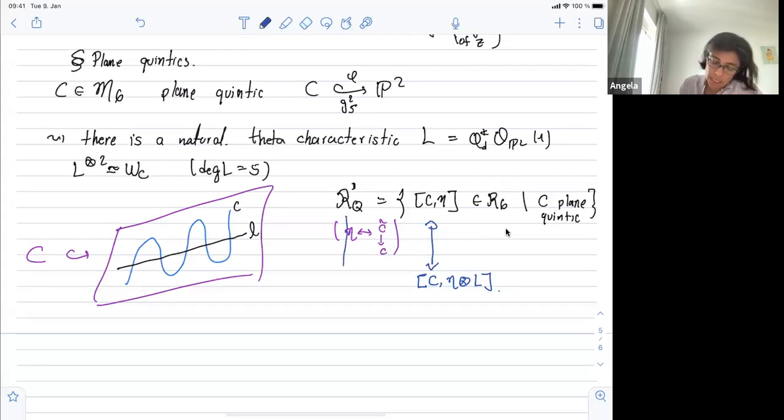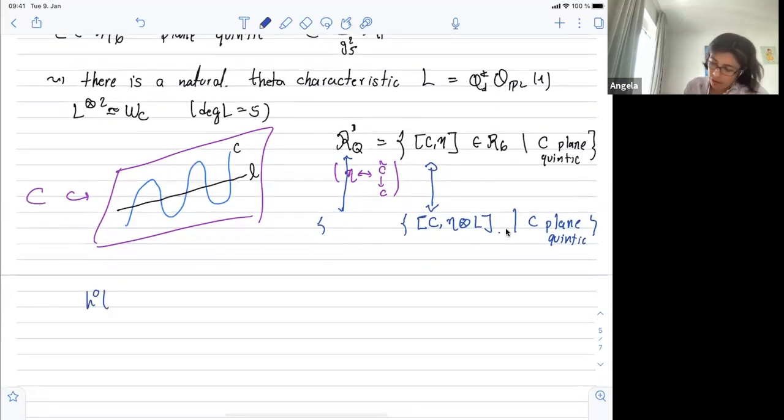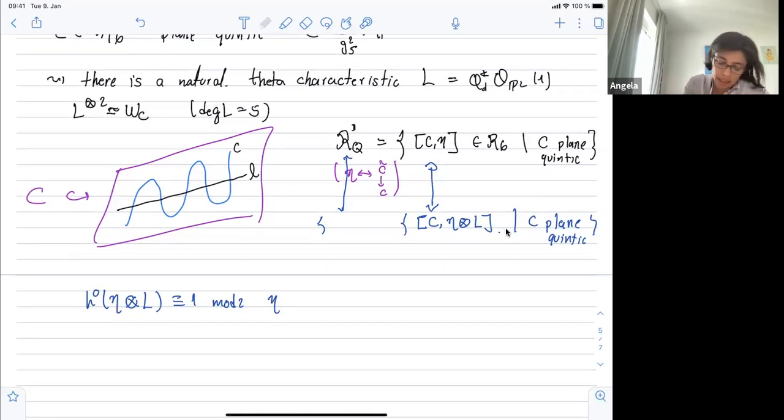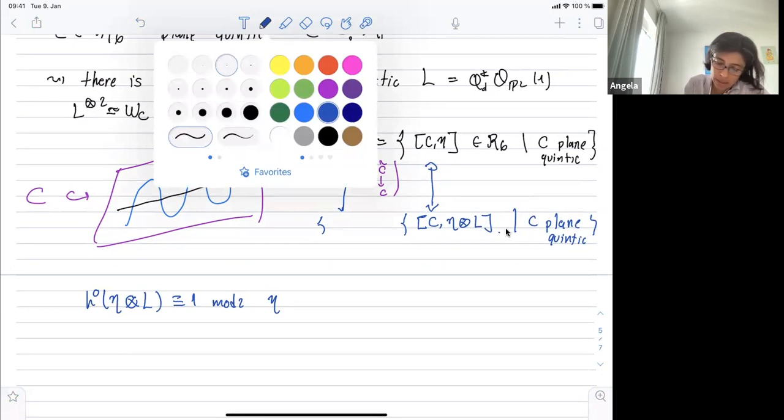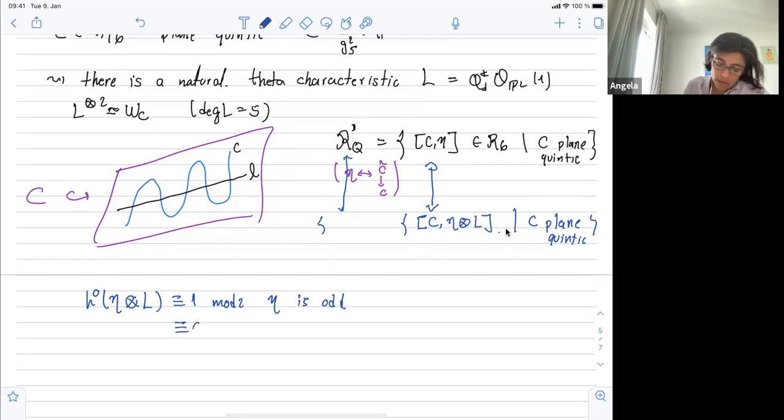So essentially what I'm saying is that this is equivalent to the pairs like this, such that C is a plane quintic. So it is the couple of a plane quintic plus a theta characteristic. You have two types of such theta characteristics: if h^0 is one, we say that theta is odd, and if it is congruent to zero, theta is even. But it depends on the choice of the embedding of the plane quintic. This is the so-called spin curves, but you have plus or minus, and this is another story.